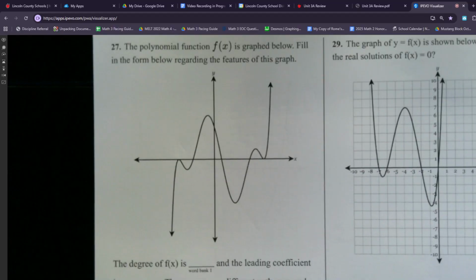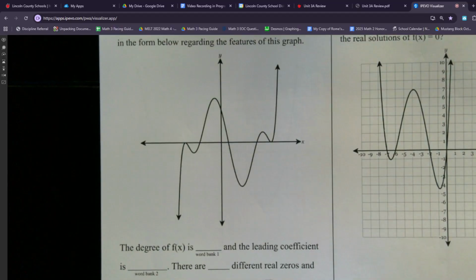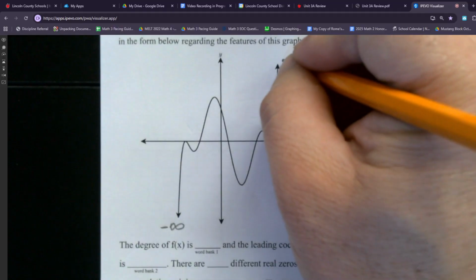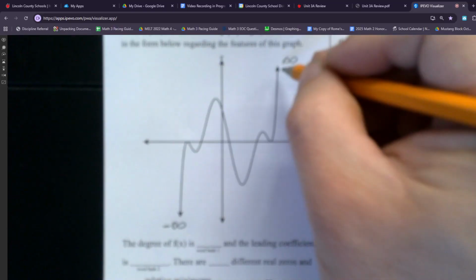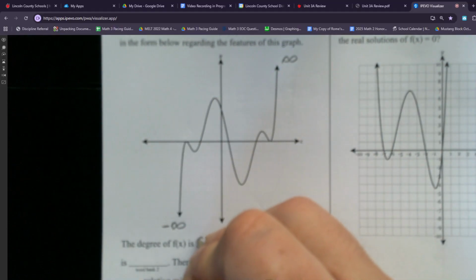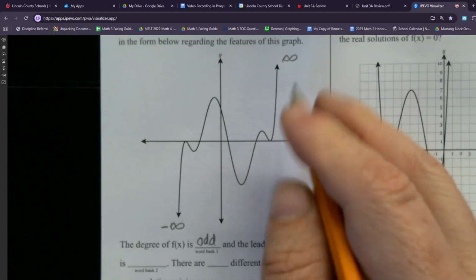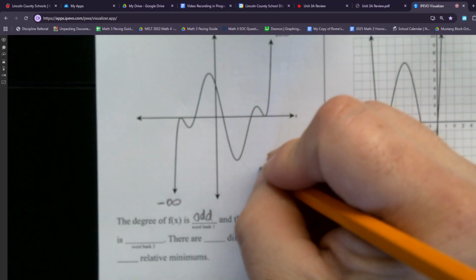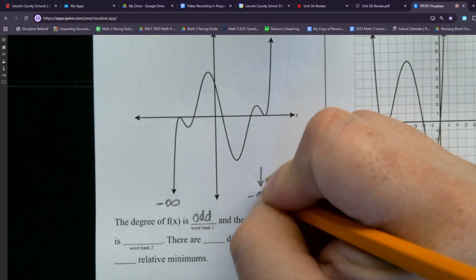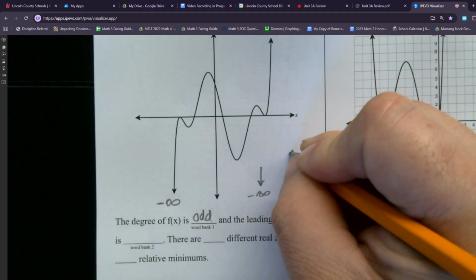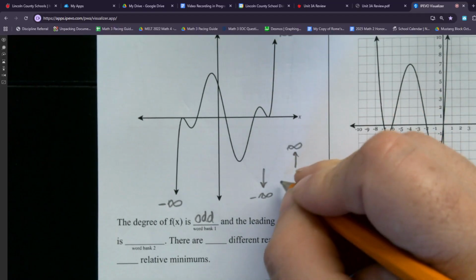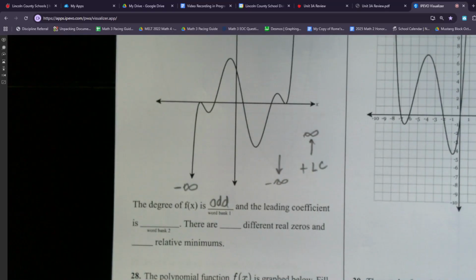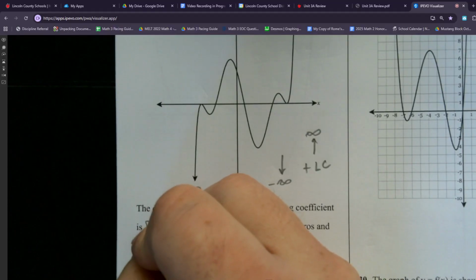Okay. Same kind of problem. Now we are going down on the left side, going up on the right side. So we're going in opposite directions. So I know that's odd because it's going in opposite directions on your end behavior. The leading coefficient, remember, if it falls left and rises right or goes to infinity on the right, that is a positive leading coefficient. Okay, so your leading coefficient is positive.